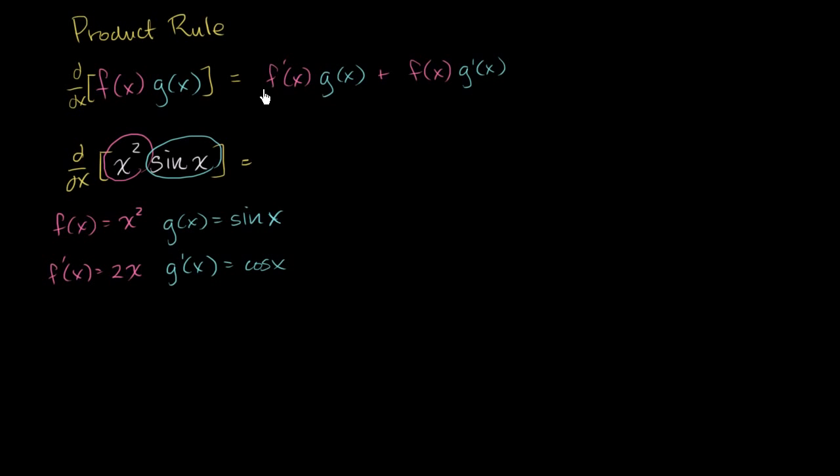This is going to be equal to f prime of x times g of x. So f prime of x, the derivative of f is 2x, times g of x, which is sine of x, plus just our function f, which is x squared, times the derivative of g, cosine of x, and we're done. We just applied the product rule.